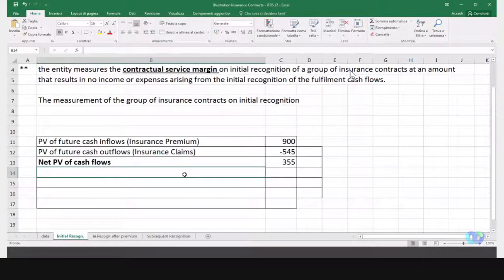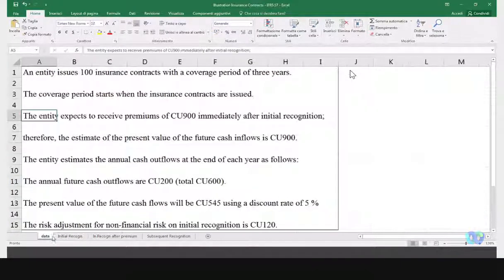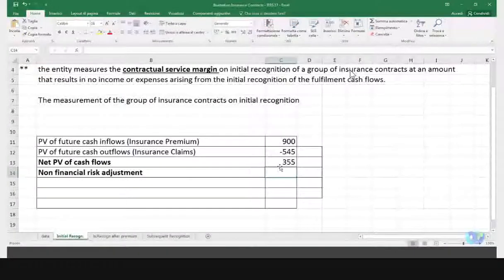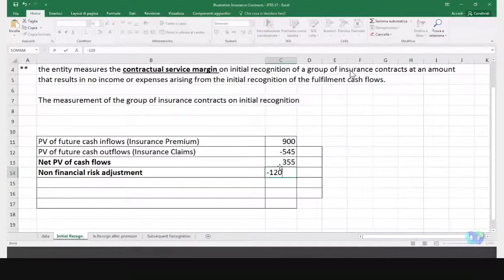Of course, before you continue, take into account the non-financial risk adjustment. How much is that? We were provided with this information over here, it is 120. How did we come up with that figure? Again, it's not important. Someone else does this job. They are paid for this. Our job is to just compare the figures and to account correctly for the insurance contract.